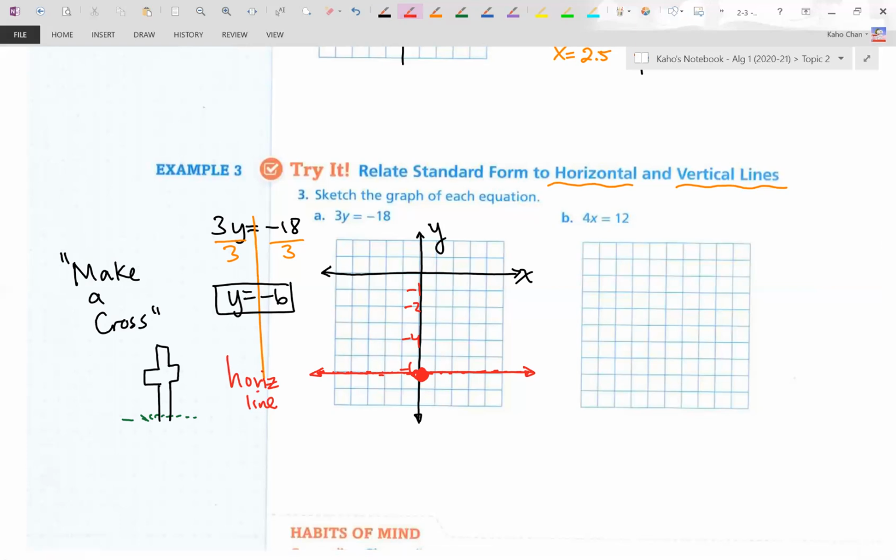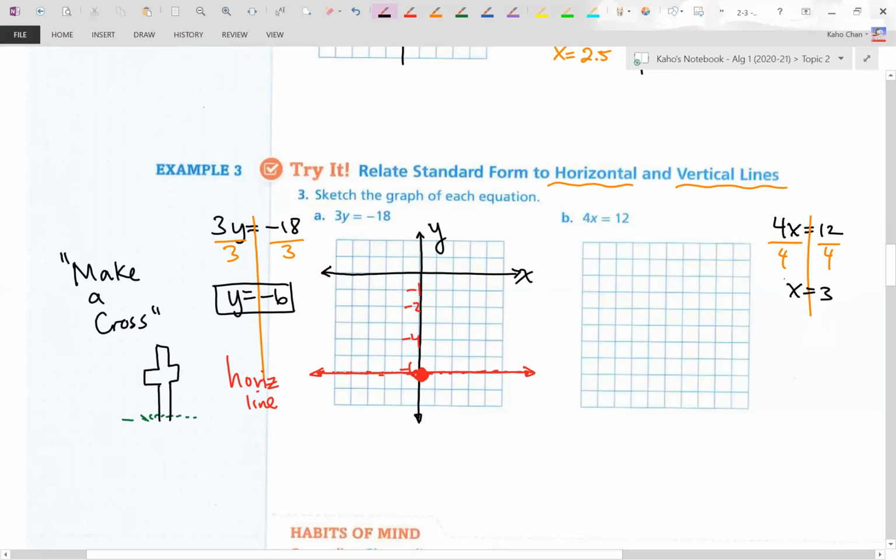I'm going to apply the idea of making a cross to number 3b. 4x equals 12. Any questions on 3a? We're all good? All right. Divide by 4 to both sides. Great. X equals positive 3. Here, instead of just thinking about it too much, go to the x-axis, put a dot on 3. 1, 2, 3, put a dot there. Make a cross. Every point on this line has an x value of 3, meaning everything here. And when you do that, it fills in to be a vertical line.